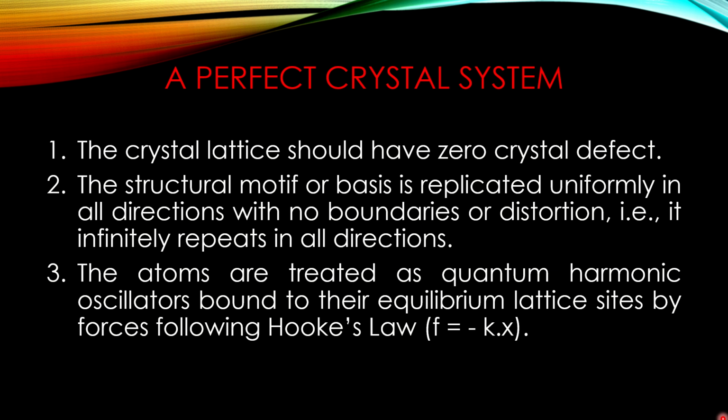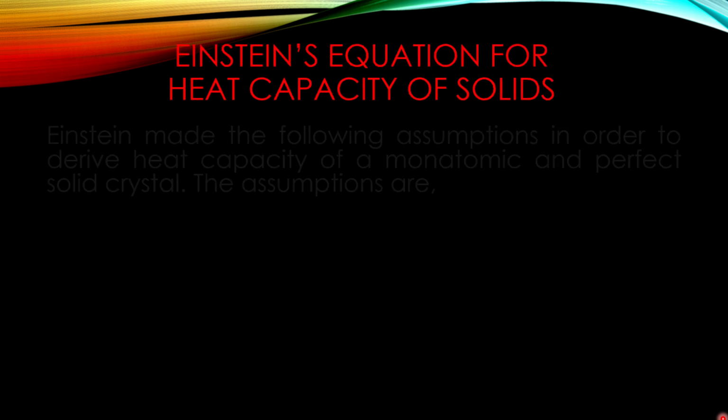The atoms are treated as quantum harmonic oscillators bound to their equilibrium lattice sites by forces following Hooke's law. That means all the atoms are oscillating following the rule of a quantum harmonic oscillator, where Hooke's law is followed. The law is F equals minus K into X. K is the force constant, X is the displacement, whereas F is the force, and the negative sign means the movement of the atom is opposite to the force of attraction in direction.